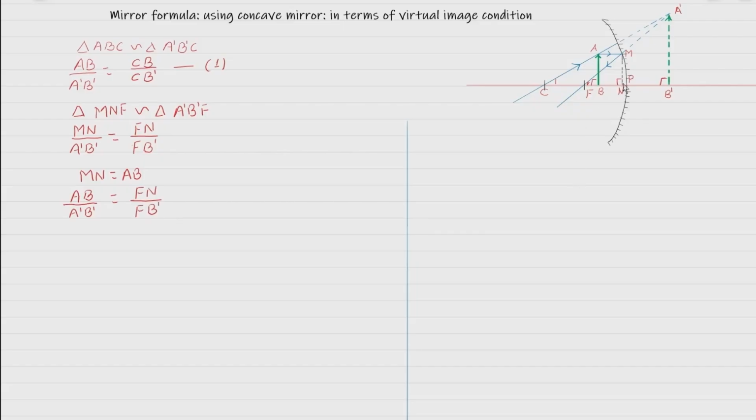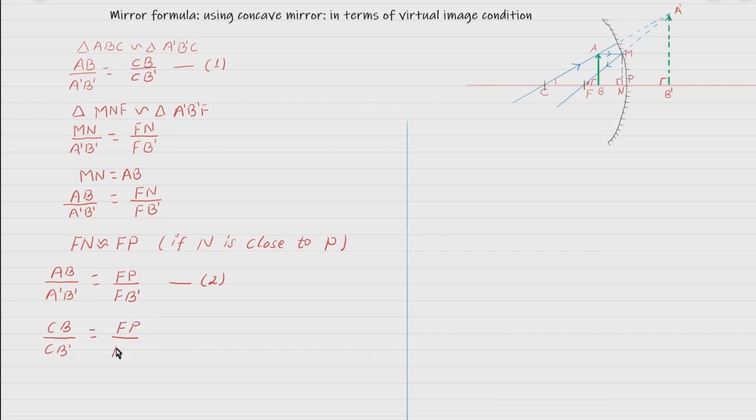If this point N is very close to P, then we can write FN as FP. So the above equation can be written as AB by A dash B dash is equal to FP by FB dash. Let us consider this as equation 2. From equation 1 and equation 2 we can say that CB by CB dash is equal to FP by FB dash. Our next aim is to reduce all these terms in terms of f, u, v, that means focal length, object distance and image distance. So let us do it.